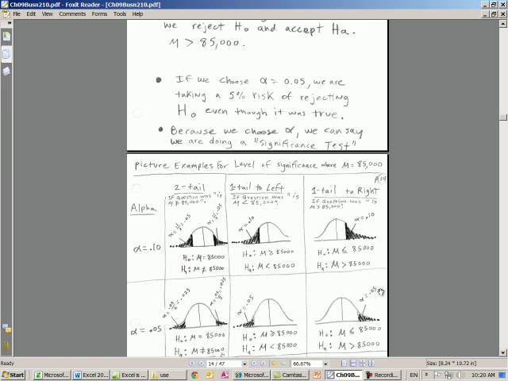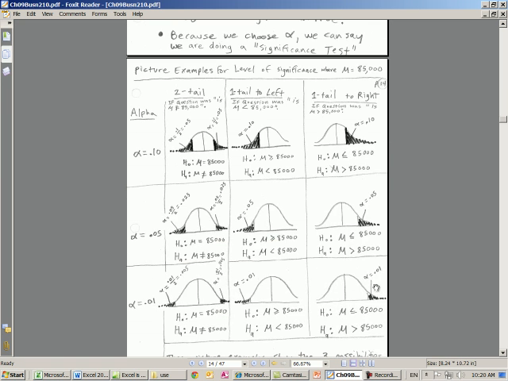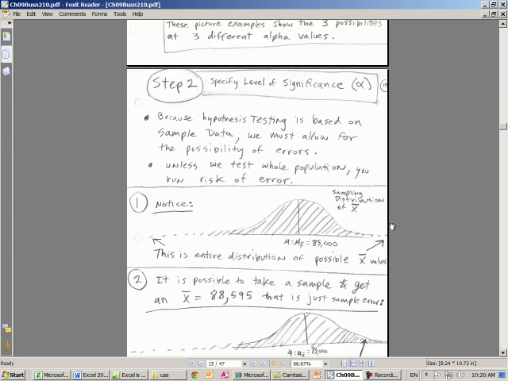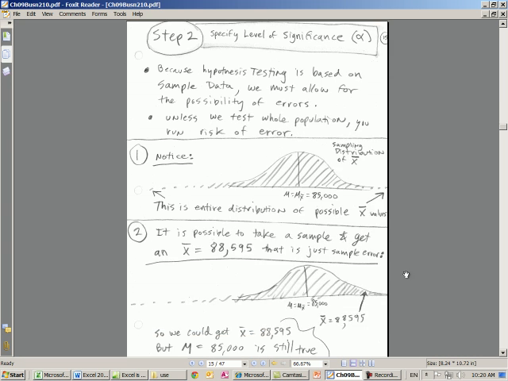Now I want to go down. I'll explain a little bit more on that in just a moment. Here's in the PDFs, you can look at this page 14. It shows you at different alphas how to set up the hypothesis and what the picture will look like. But now I want to talk about what that risk alpha really means. Now notice, this is the sampling distribution of x bar. The entire distribution is nothing but x bars.